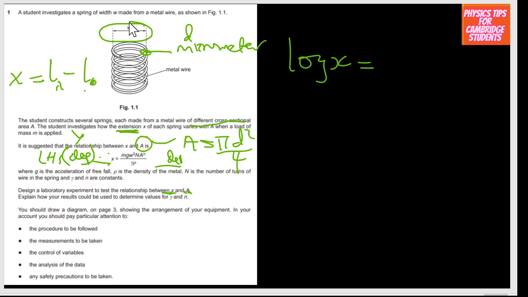N is a constant, that is the number of turns of the wire should be kept constant. Gamma is a constant, rho is a constant. So all that that you are seeing on the right hand side, all these are constants. And then you then have A to the power of n. So which means we can have logarithm of all that, plus n log A.